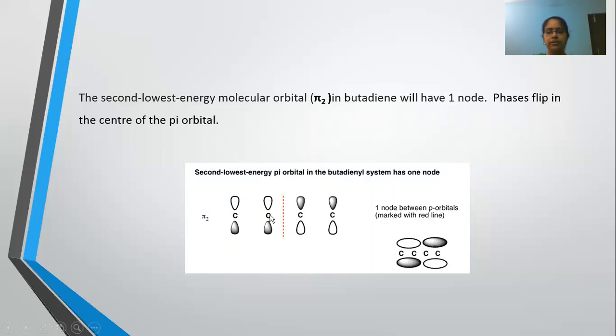Now we cannot draw this node either here or here, because as we already discussed, nodes are always arranged symmetrically with respect to the molecular orbital. So a node is placed at the center in this molecular orbital. So this is the second. And as there is one node, this molecular orbital possesses higher energy than pi1, which is the lowest energy molecular orbital. So as the number of nodes increases, the energy of the molecular orbital also increases.